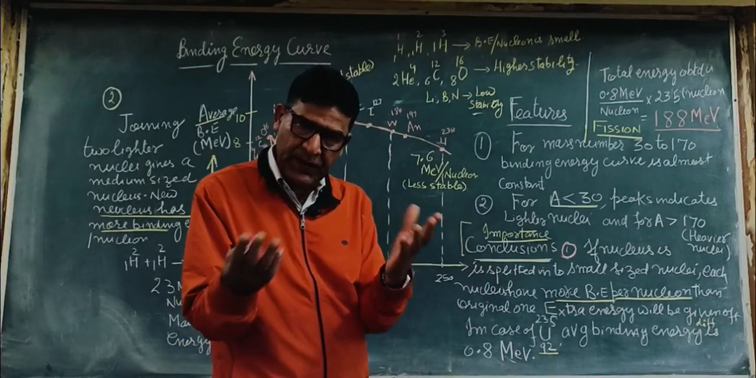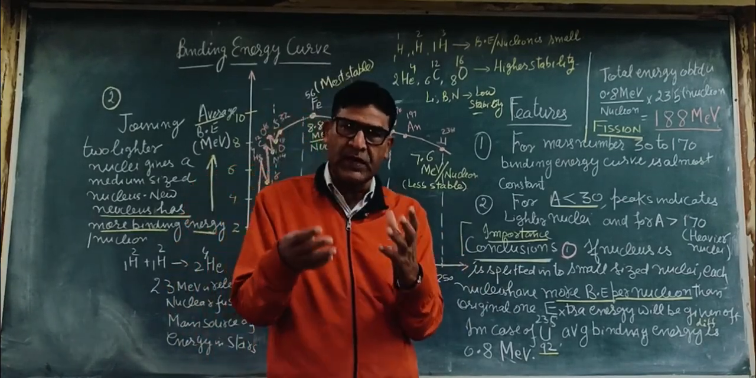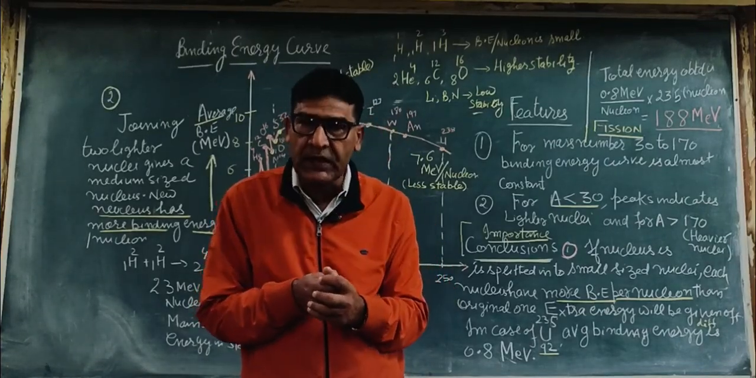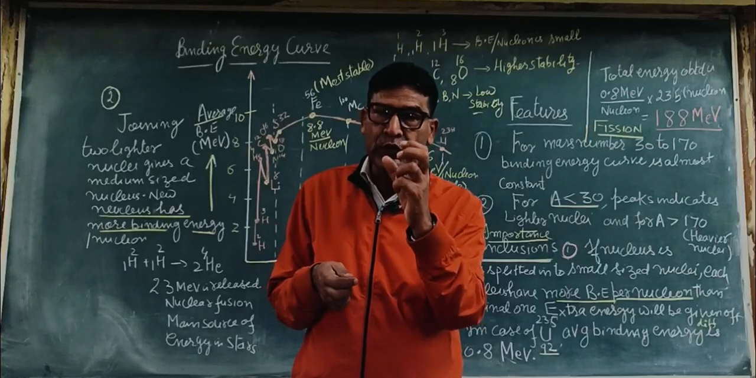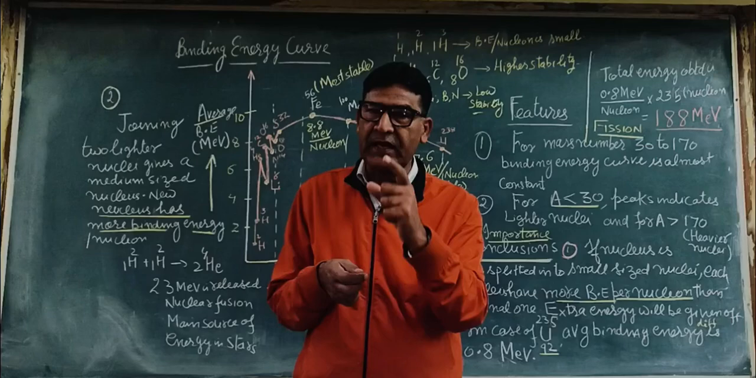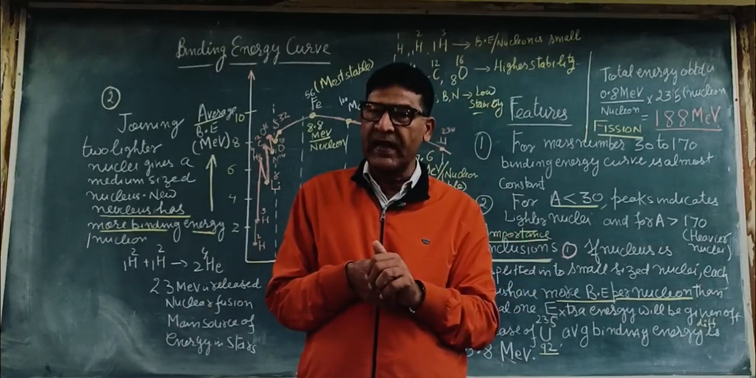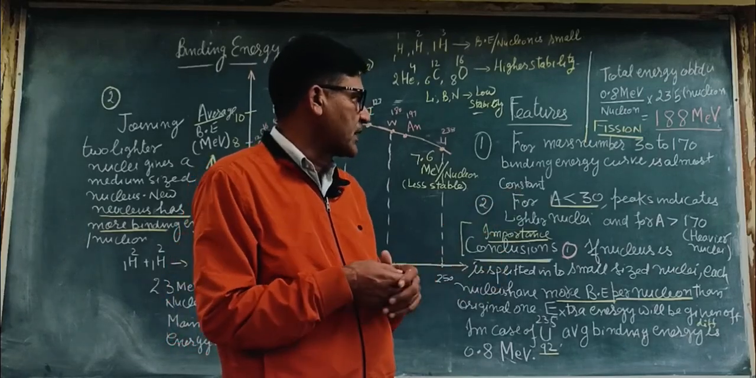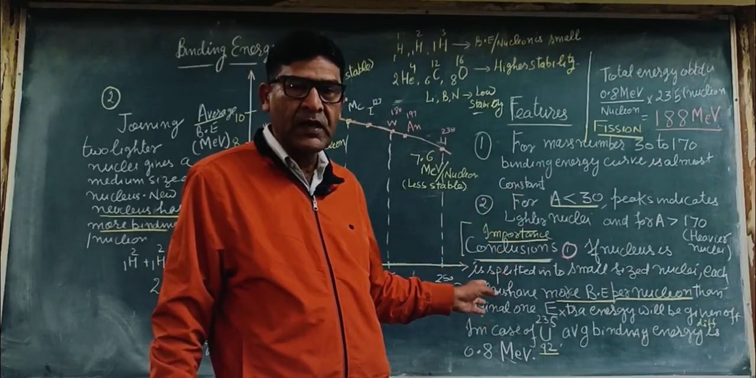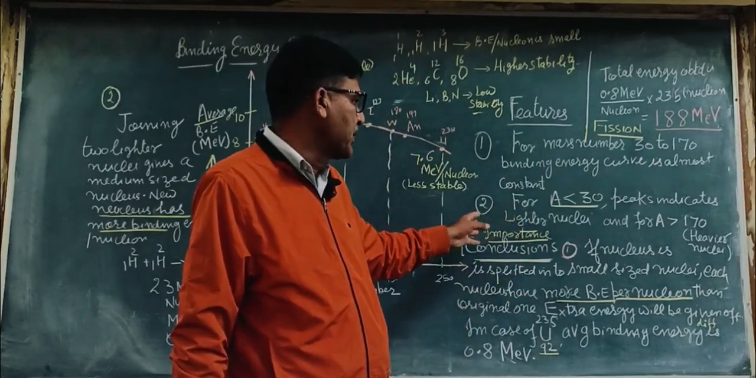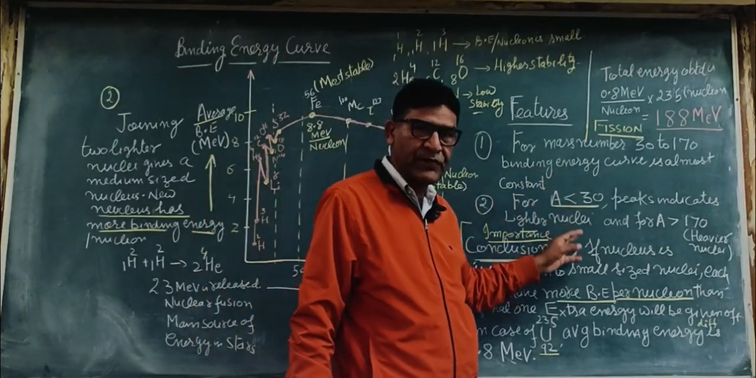If some, I may repeat कर रहा हूँ, सुन लीजिएगा. If somehow the original nucleus is broken into parts, small size nucleus, then each new nucleus will have more binding energy per nucleon than the original one, and that energy difference is emitted during this process, that is known as the nuclear fission. इसको nuclear fission बोलते हैं, and it is the basic principle, that is nuclear fission.